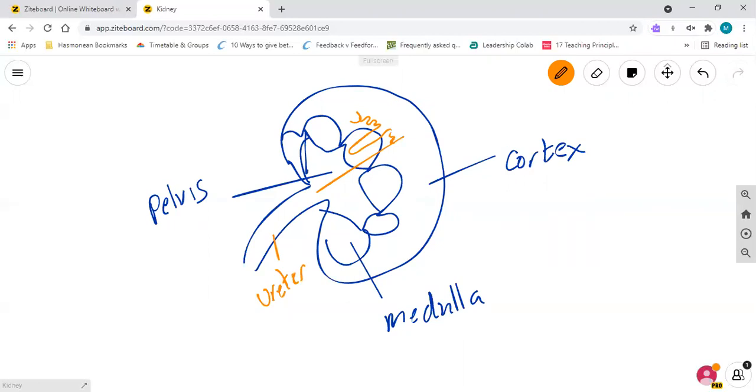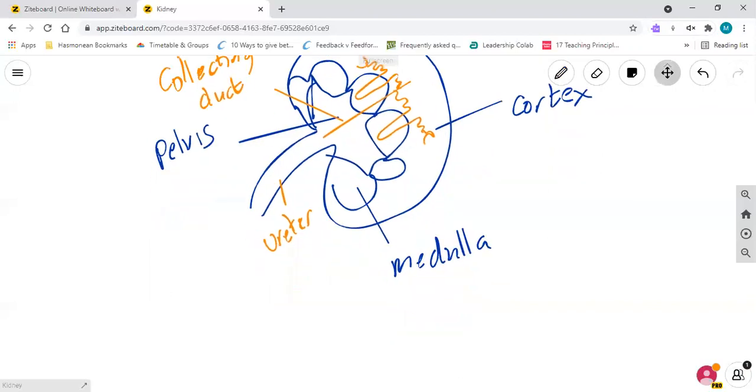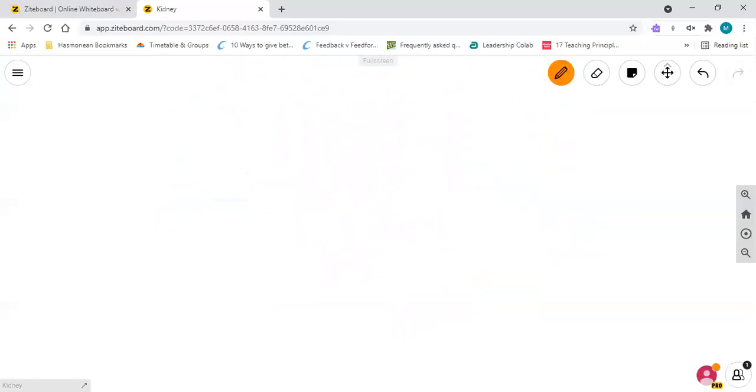Now, there may be several of these nephrons linking to one of the tubes that goes down. Okay, the tube that goes down is called the collecting duct, and we're going to label that in a minute on a bigger diagram. And you may have several different nephrons feeding into one collecting duct. So let's have a look at a nephron.